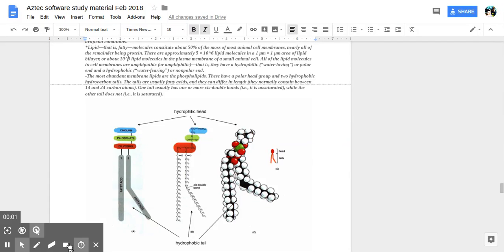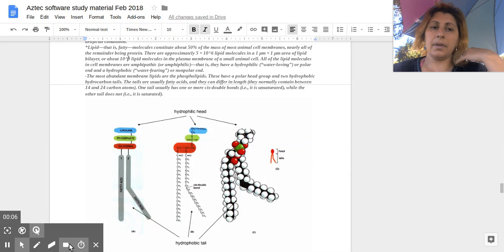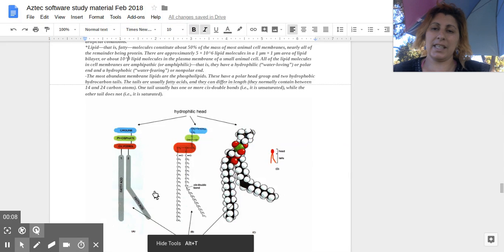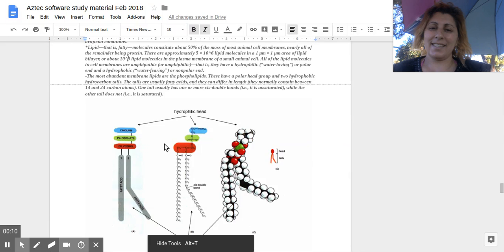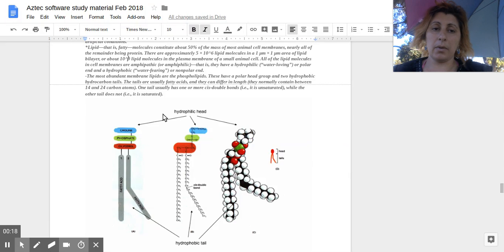Hello, we're continuing with life science and cell biology in a nutshell. We're learning about the consistency of the cell membranes, which are made up largely of phospholipid molecules interacting with protein molecules.